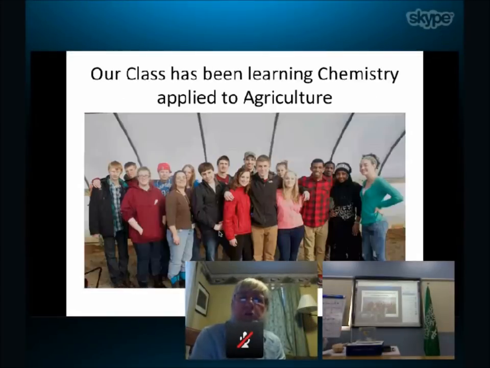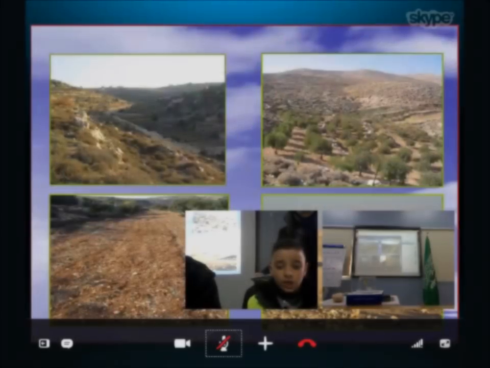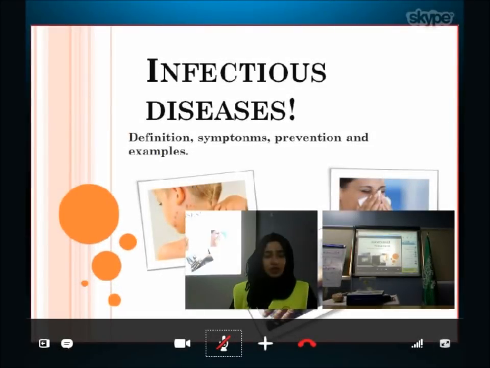Here are our students in their new greenhouse. They are in a chemistry class which is applying it to agriculture. Today I'm going to talk about infectious diseases, their definition.